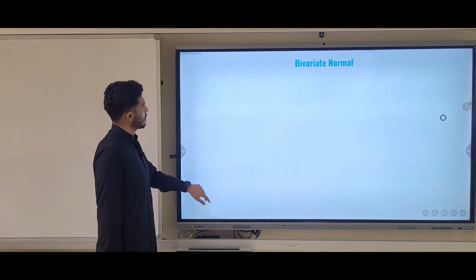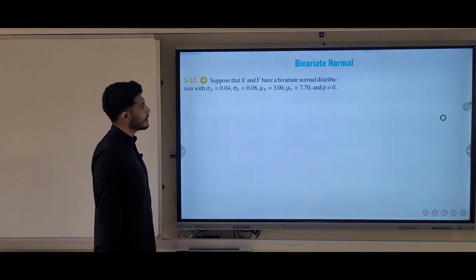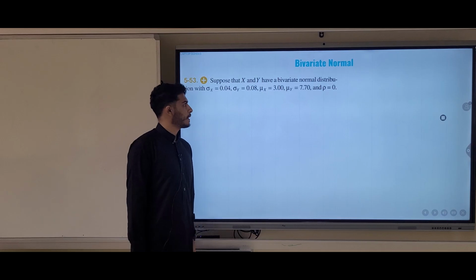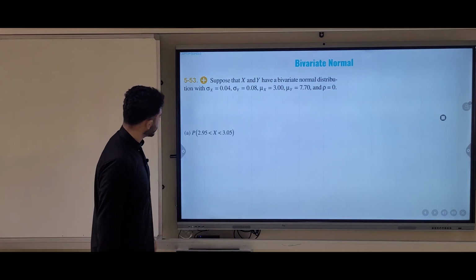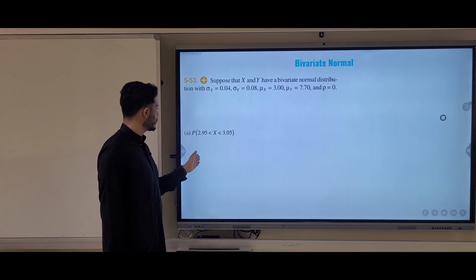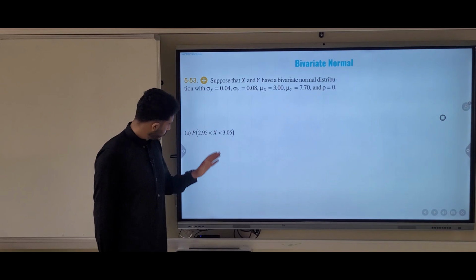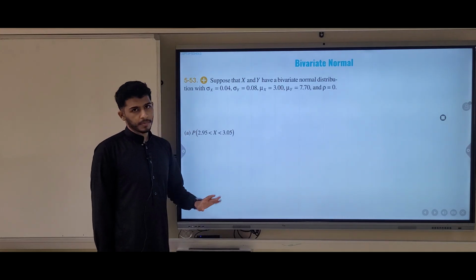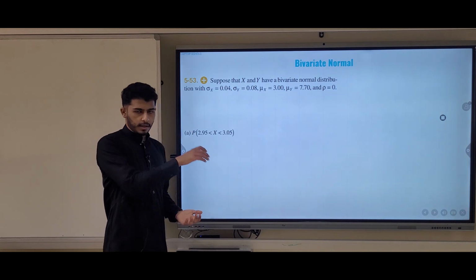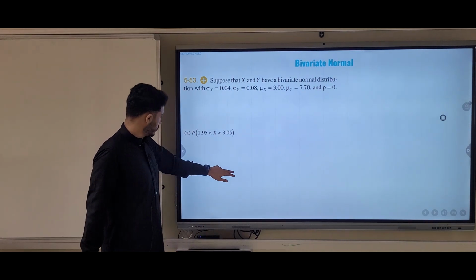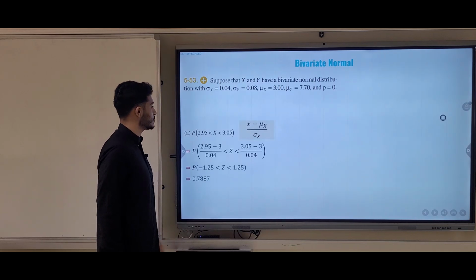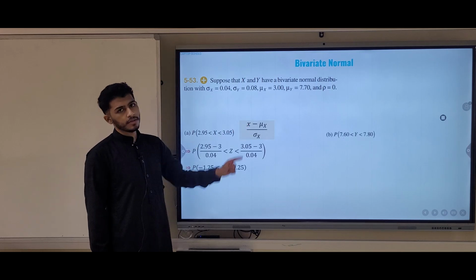Okay, let's solve a question. Suppose that capital X and Y have a bivariate normal distribution with these parameters here. The first question asks for the probability of capital X being between this value and this value. We know that this is a joint probability distribution, but everything with regard to the bivariate is kind of special, so we don't need to include the other random variable in the mix. We can just standardize straightforwardly and solve right away like we are solving a normal distribution. The same thing goes for the other question here.